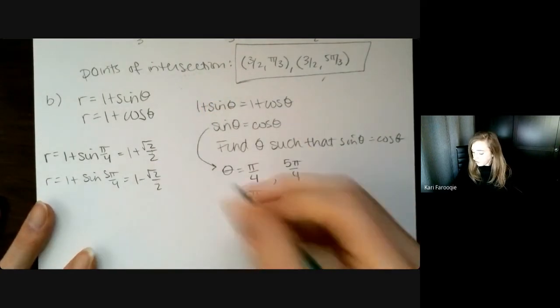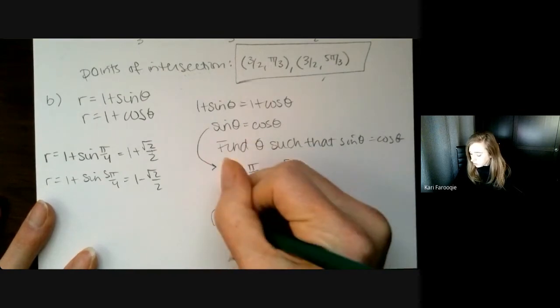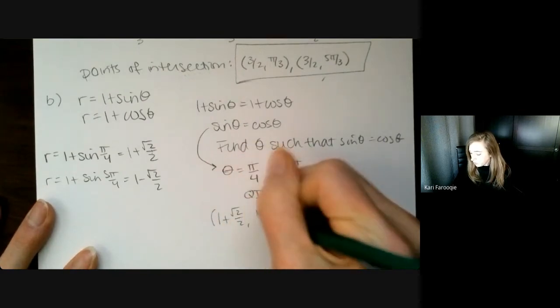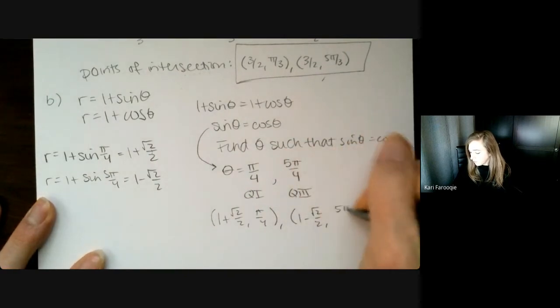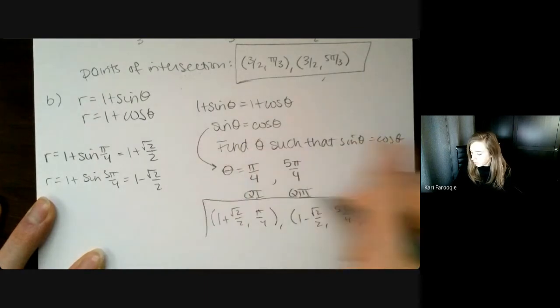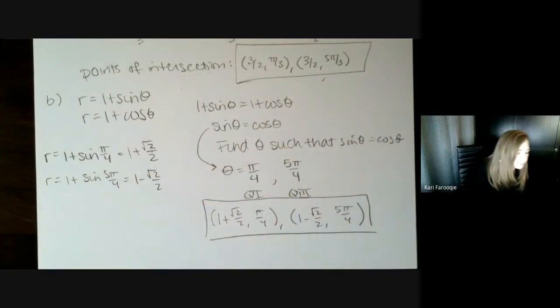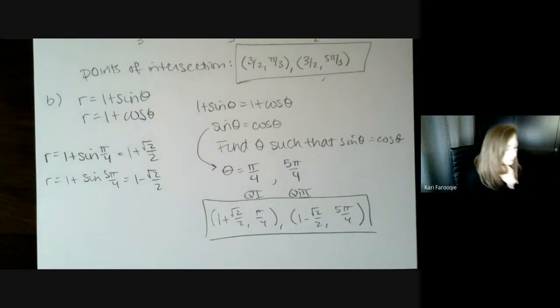So if we're listing these as points, which we are going to be doing, you'll have 1 plus root 2 over 2, pi over 4, and 1 minus root 2 over 2, 5 pi over 4. So that's how you find intersection points. That's not going to get any harder than just solving those trig equations. It kind of just depends on the equation you have. Any questions on example 2?